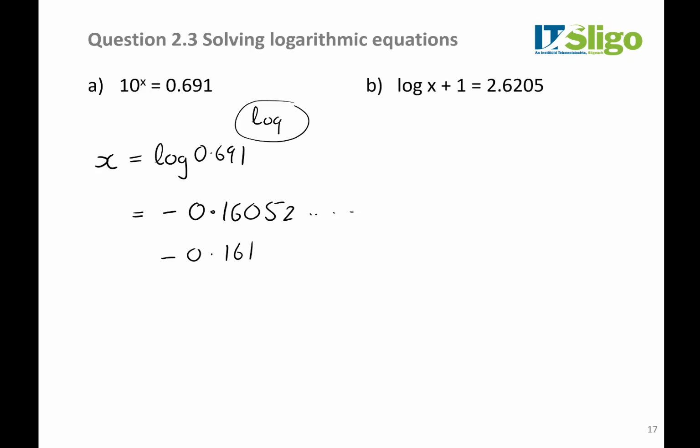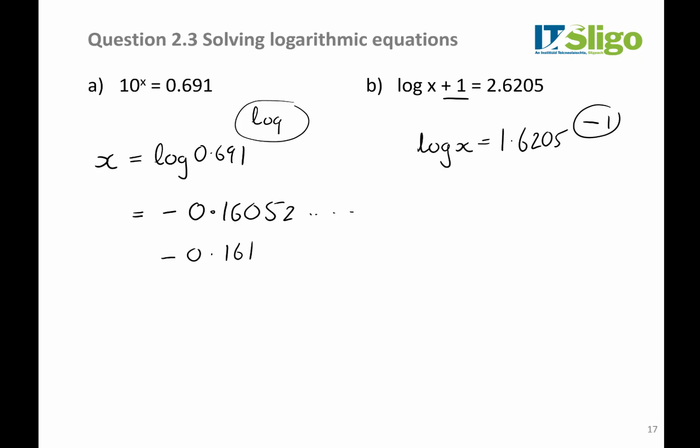Here's another one with an extra step. Now we can't kill the log first, guys, because of this plus 1. Remember, we want to isolate x. We must remove what's furthest away from him first. So a first step, guys, is we're going to subtract 1 from both sides. We want to get rid of this guy first. So now we'll get the log of x. When I subtract 1 from the right hand side, I'll get 1.6205.